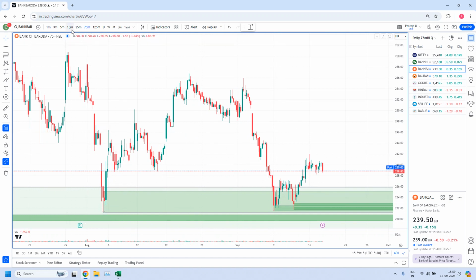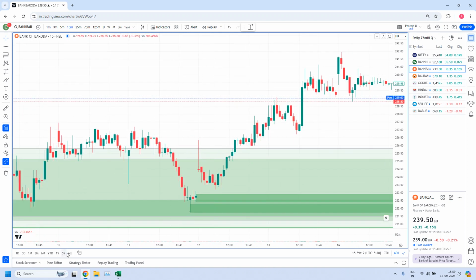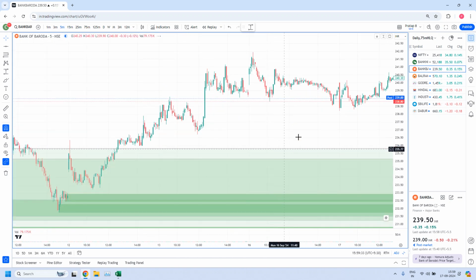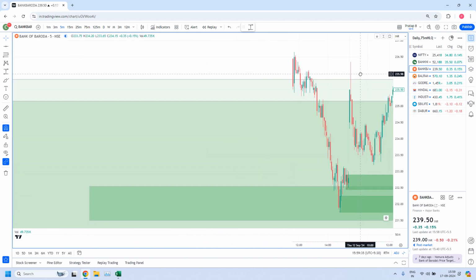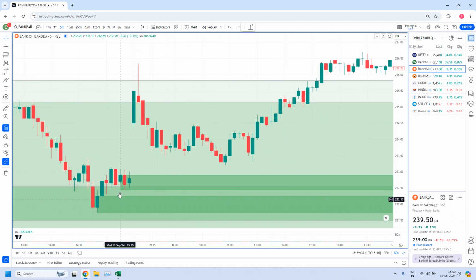Within this fine tuned 75, again fine tuned with the 15 minutes time frame. We have drop base rally. This is the 15 minutes time frame. Within this 15 minutes time frame, again fine tuned with the 5 minutes time frame. Let me show you. So here we have fine tuned 5 minute zones. We have a drop, 3 base candles, and then a rally, and also drop base rally.